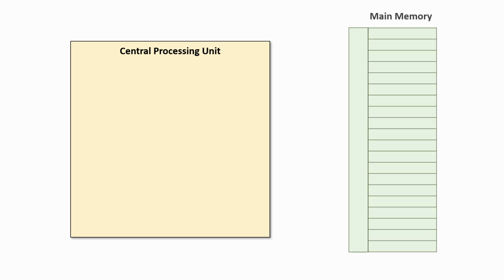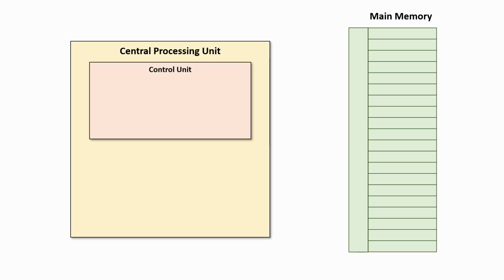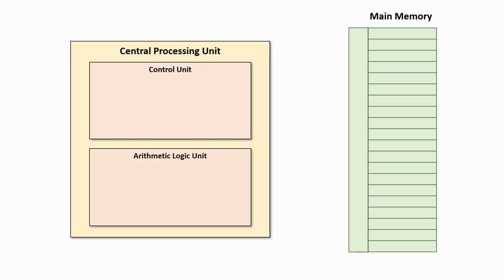We'll be focusing on just a few components of the CPU and how they interact with the main memory, namely the control unit and the Arithmetic and Logic Unit. The accumulator, which is a register located inside the Arithmetic and Logic Unit, and another important register called the current instruction register, which is located inside the control unit.